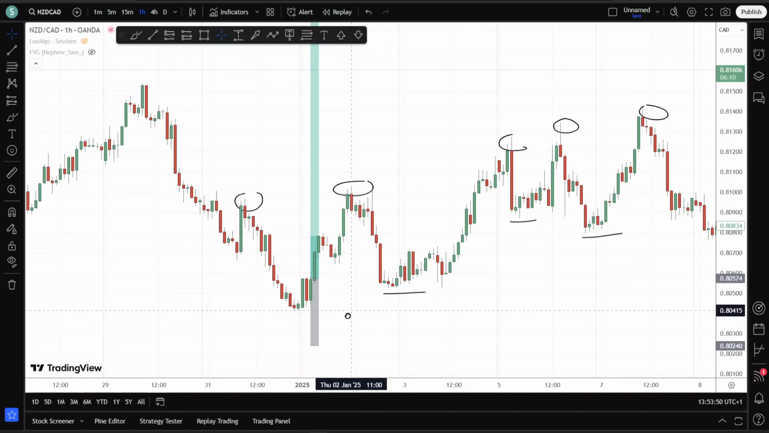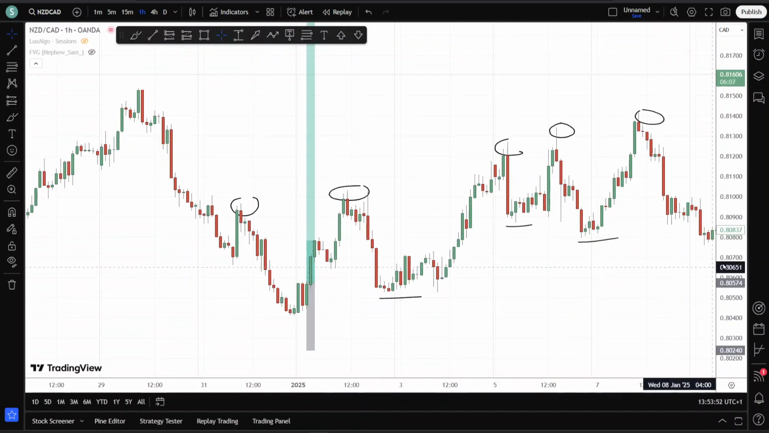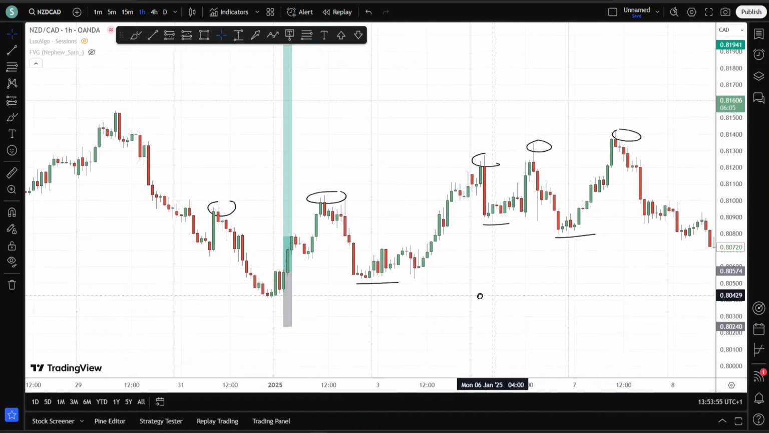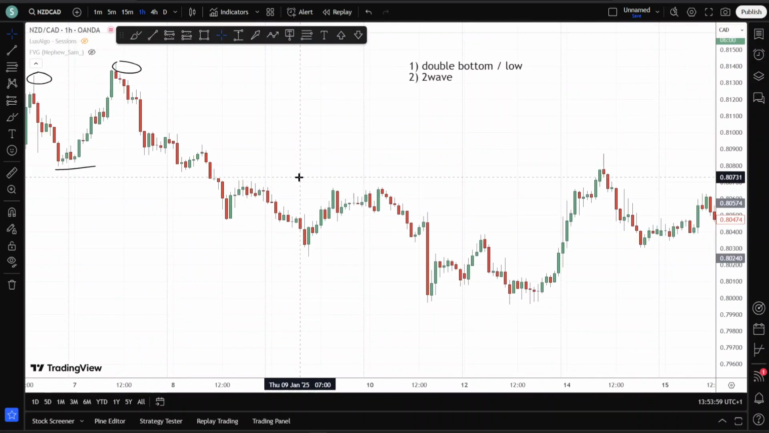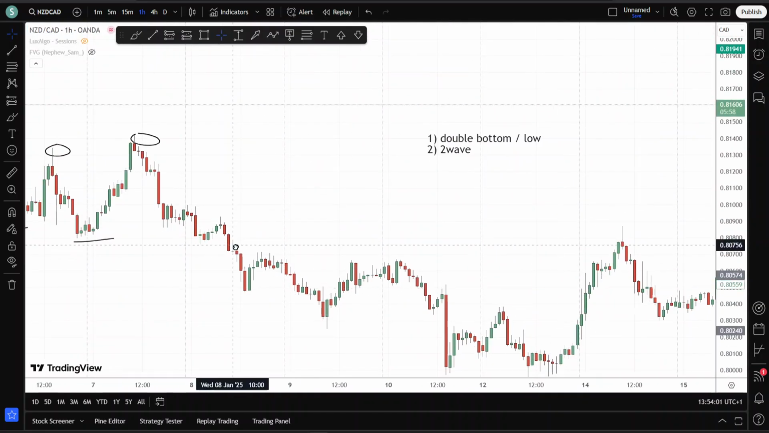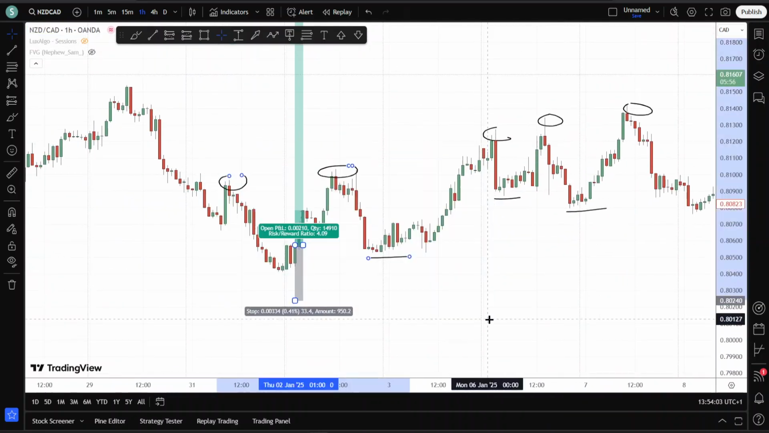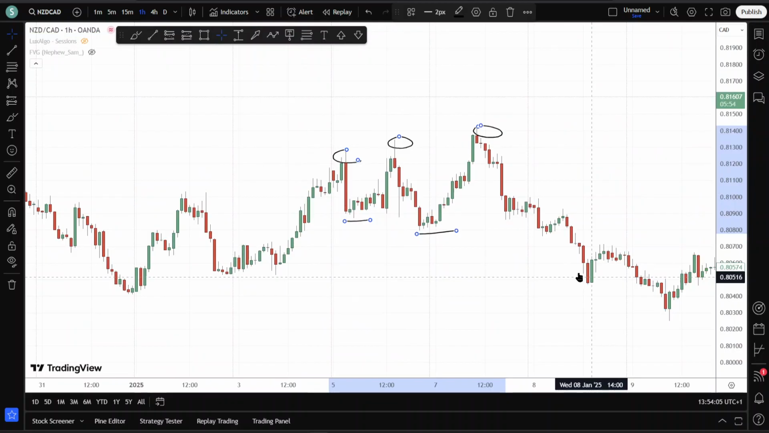This is good, right? Because if you lose that amount instead, you don't lose a full R. And in this example, it then ends up not working, but the other way around, it would probably work. Anyway, so that is the 2 wave, right?